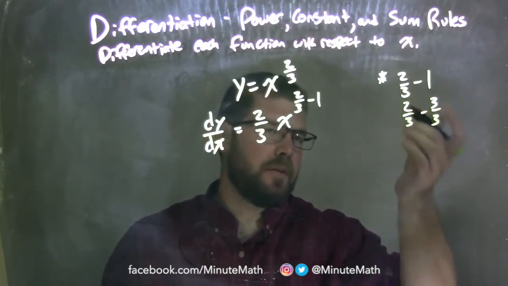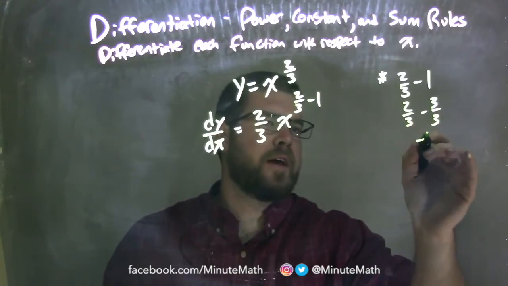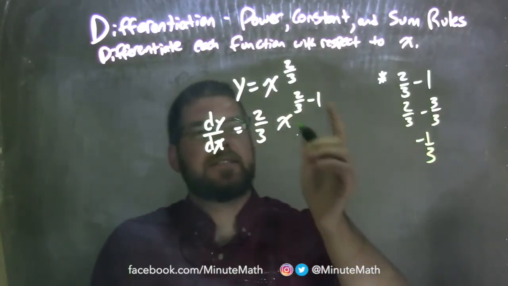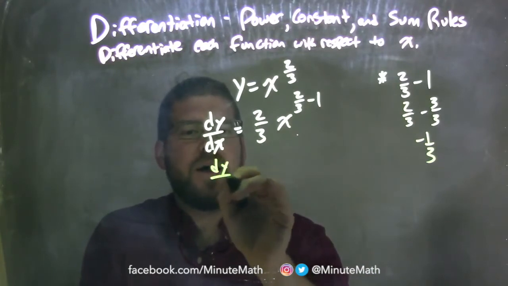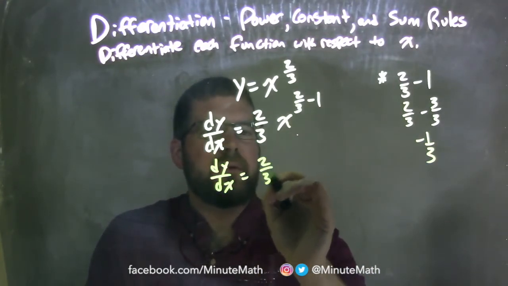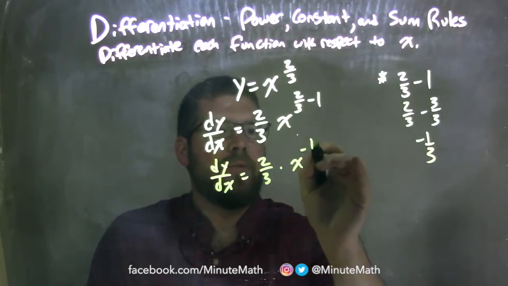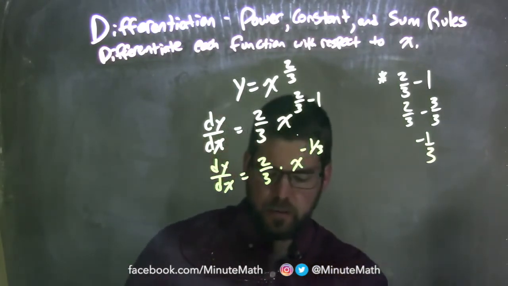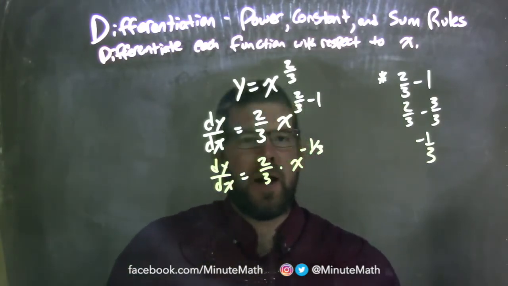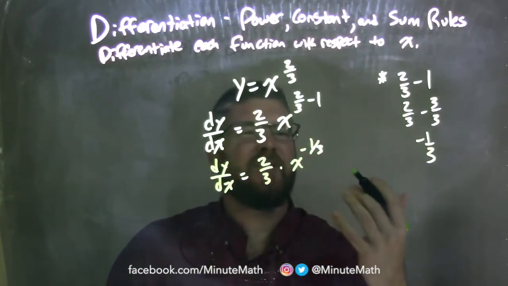You can't really see this. And 2/3 minus 3/3 is a negative 1/3. Okay, fantastic. So now, when I simplify this, I have dy dx equal to 2/3 times x to the negative 1/3 power. Okay? Well, now that I have 2/3 times x to the negative 1/3 power, for my final answer, I don't like to write that negative exponent.